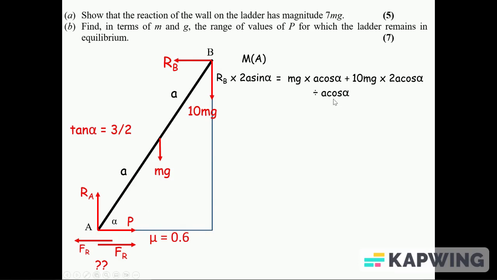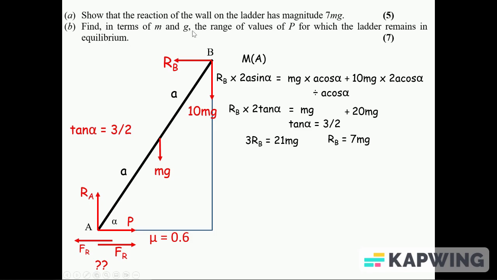I think the easy way to do this is divide by cos alpha, because it tells us what tan alpha is, which means the A will go, and the sine alpha will become tan alpha. This one will just be mg, and this one will be 10 mg multiplied by 2, because we lose the A cos alpha. Tan alpha is 3/2, so this is RB multiplied by 3, and this is just 21 mg, so the RB is indeed 7 mg.